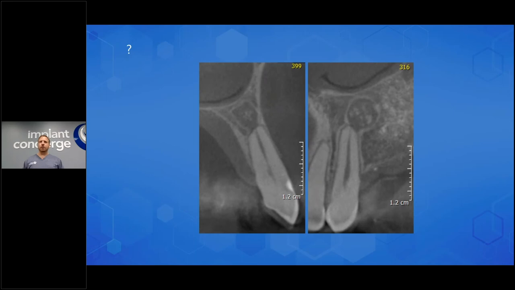You can see how sclerotic the bone is there. She had severely pneumatized maxillary sinuses. You have to think of how pneumatized it was, going all the way to 11. But she wanted an implant in number 12. Why we couldn't get a biopsy, and I had to just follow up radiographically, is because she had uncontrolled diabetes. But that's a real interesting one.